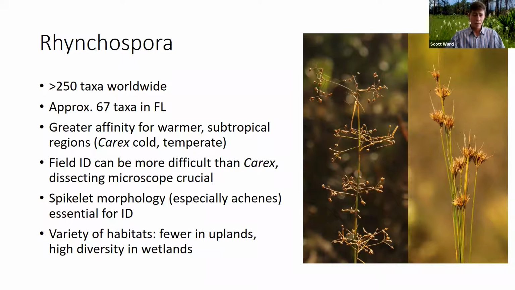And field ID honestly can be quite difficult compared to Carex, and that's because of these small achene characters that I'll talk about in a second. So things like magnification are quite crucial when you get into learning some of these groups, especially when you break down spikelet morphology and achene shapes. But Rhynchospora is found in a variety of habitats, a little bit fewer in uplands, but you can still find a handful in upland habitat, and then really high diversity in wetlands.